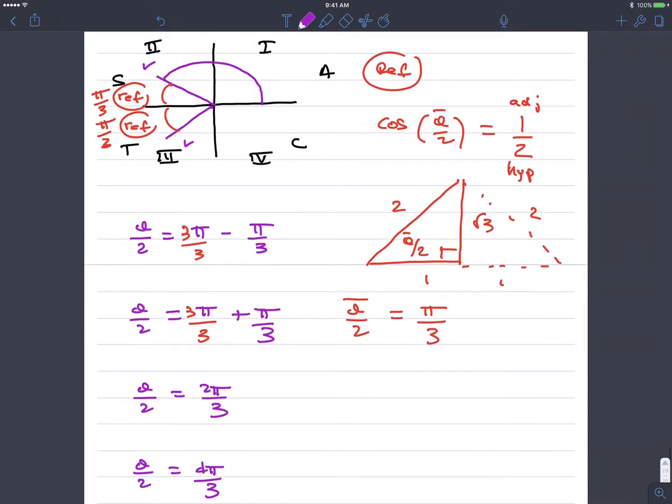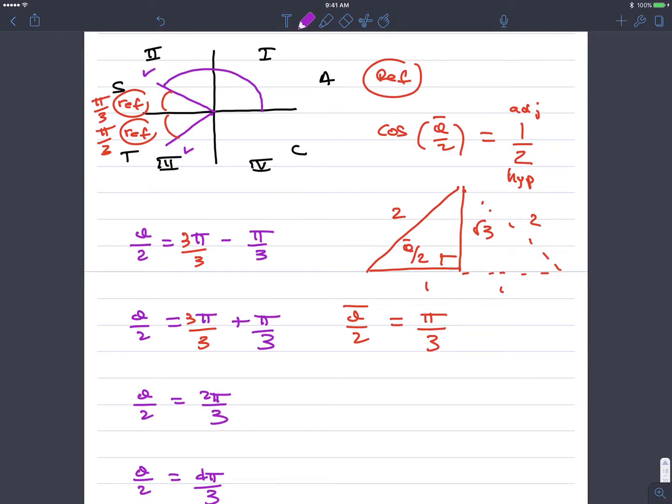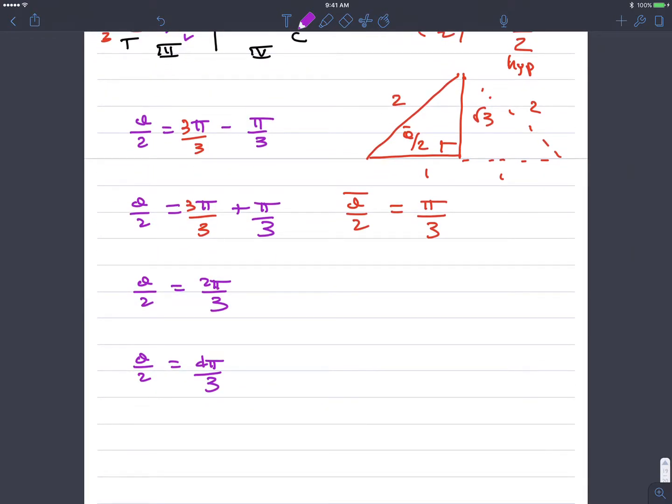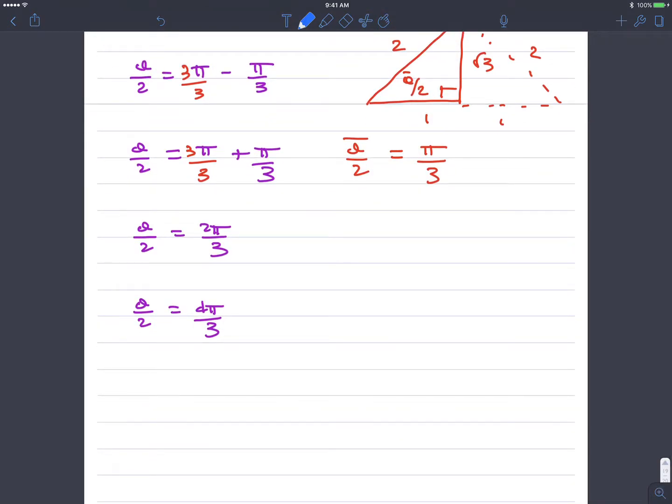Okay, now I want to go back and remind you guys of a couple of important ideas here. If we're going to consider all other solutions that are coterminal, we're going to start to say, okay, what about this general solution idea? How do we describe the general solution? Well, go back to this idea.